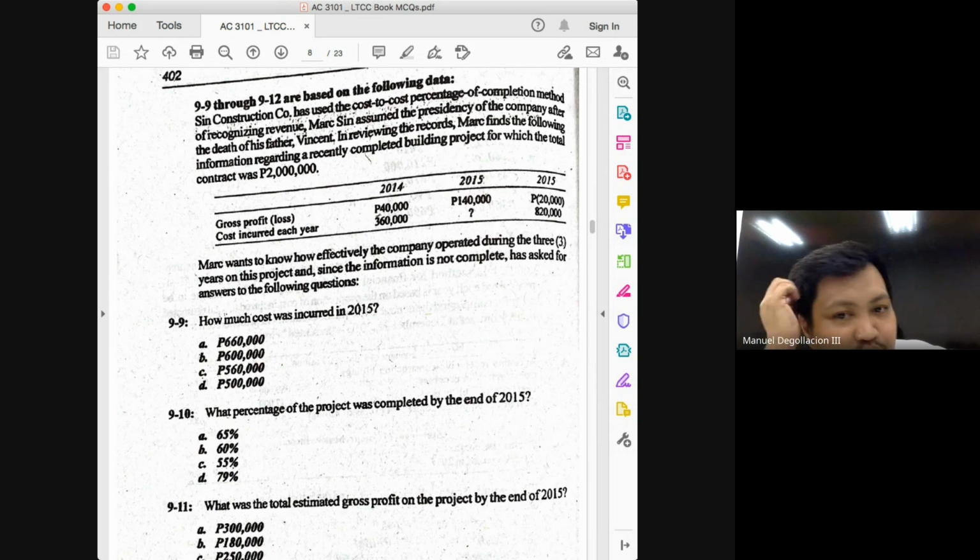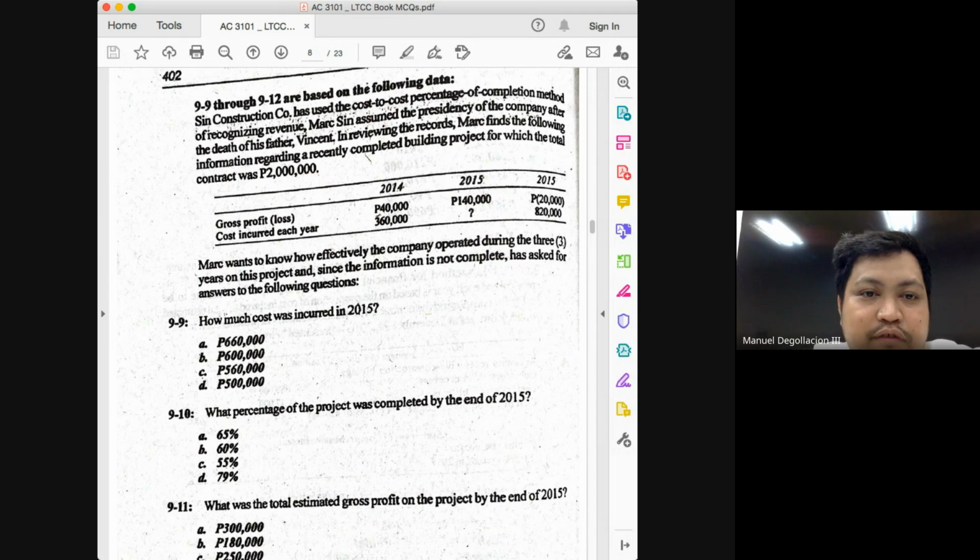9-10, what percentage of the project was completed by the end of 2015? We can already solve this one because we have the cost incurred in 2015. Okay, how much is the cumulative profit, class? 180 in 2015. Cumulative cost in 2015: 360 plus, how much was it? 660. So that would be 1,020,000. Plus 360 plus 660, is that 1,020,000?